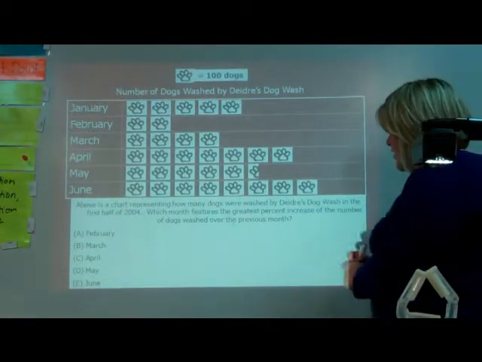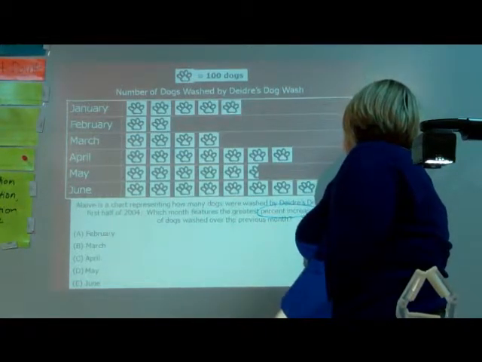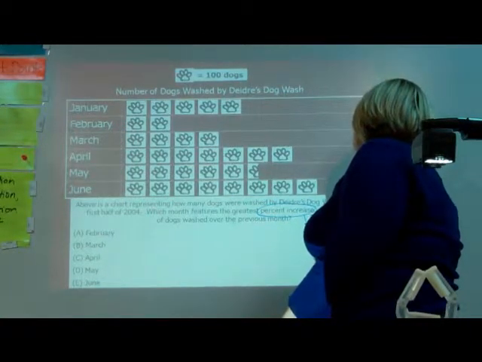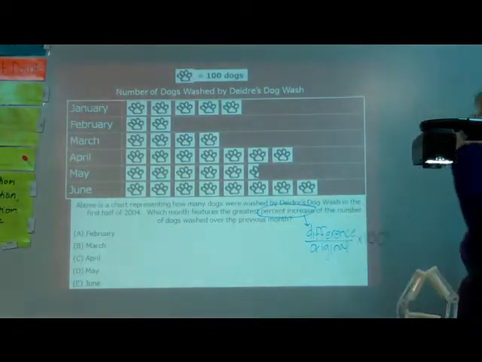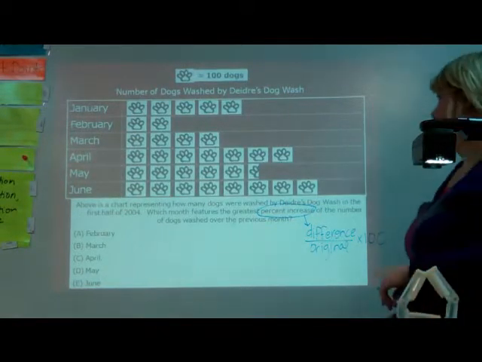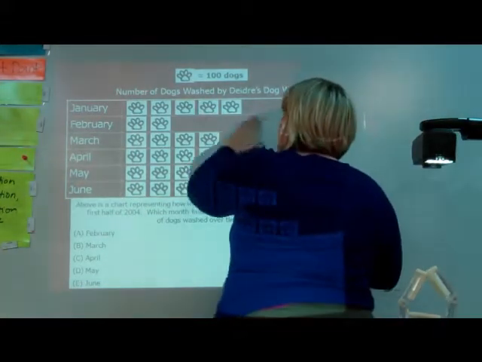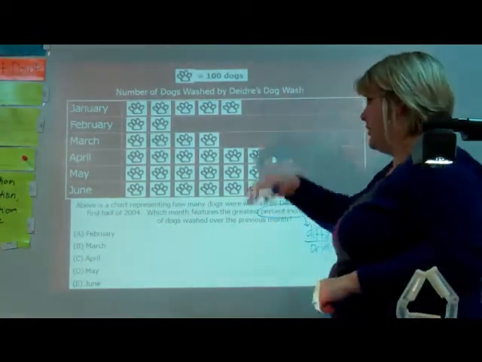Okay, so percent increase is something we've talked about before. It's the difference over the original times 100. So, right away I know that I can eliminate 2 of the answer choices. Which 2 can I eliminate? Which ones were not an increase over the month before? February, right? Because it went down in February, it didn't increase.